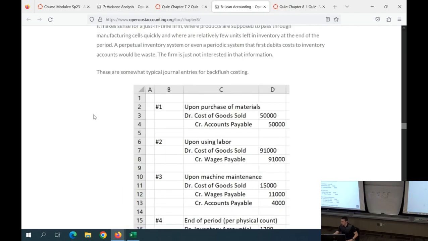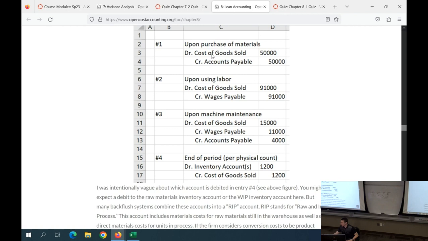All right, now calculating the backflush entry. One more time, one more emphasis here. Upon purchase of materials, we debit cost of goods sold, 50,000, and credit accounts payable, 50,000. Upon using labor, debit cost of goods sold, 91,000. So we're debiting costs all over to cost of goods sold. Upon machine maintenance, debiting cost of goods sold. In a period, we're going to be debiting to inventory accounts, and I just generalize what this means, and crediting to cost of goods sold.